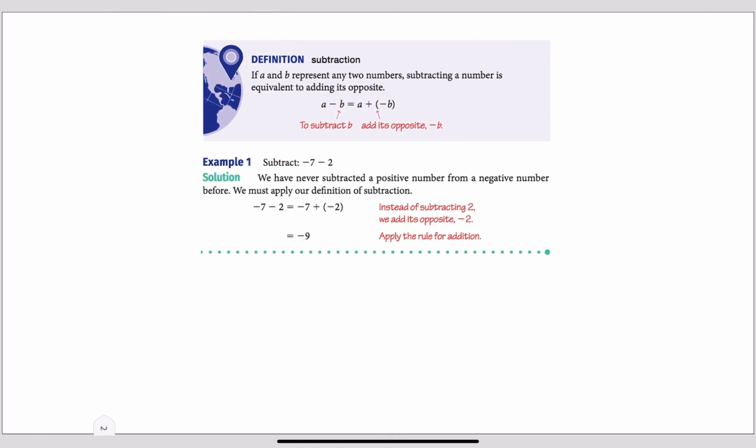So subtraction is when you find the difference between two numbers. One interesting idea is that in addition to subtraction, you can add the opposite. Instead of subtracting a number, you can add its negative. And so let's have a look at this example.